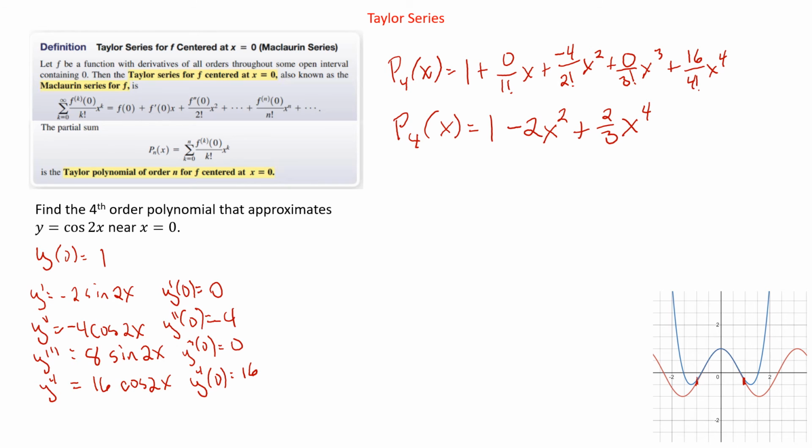But if we're trying to figure out what is cosine of 1/2, we could plug 1/2 into, well, cosine of 2 times 1/2, which would be cosine of 1. We could plug 1/2 into this equation and get a really, really good estimate.